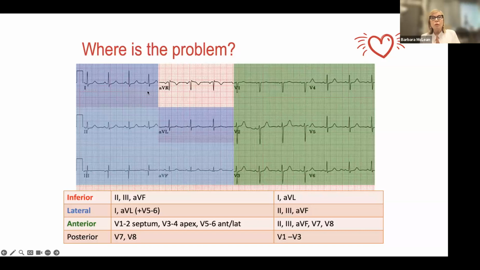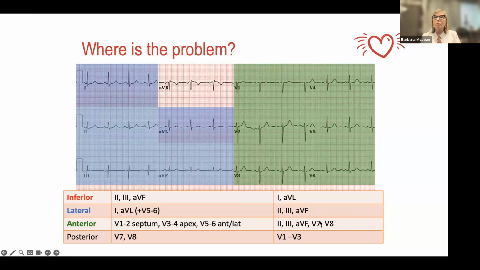So elevation, I've tried to color code this to say, okay, 1 and L are acute upper lateral, 2, 3, and AVF are inferior. AVR is representative of right-sided changes, and there are some real significant things that can happen to that AVR lead that we should pay attention to. V1 and V2 are anteroseptal, V3 and V4 are anterior, V5 and V6 are anterolateral. And so these are the leads that are looking directly at that area, V1 and 2, the anteroseptum, V3 to 4, the apex, V5 to 6, the anterior lateral.